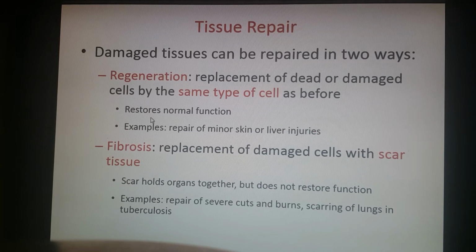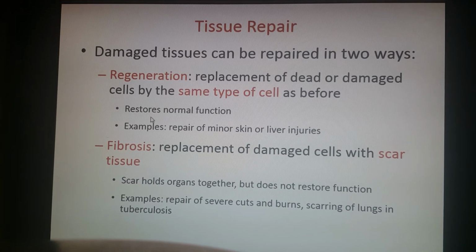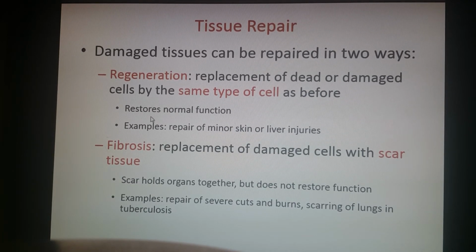The other type of tissue repair is fibrosis. This is done through scar tissue. Instead of replacing the cells that were damaged, fibrosis is just going to replace that damaged tissue with fibers. So it's no longer going to have its normal function because those cells are no longer there, but it's still able to hold that tissue back together.